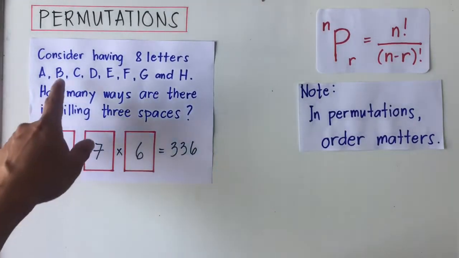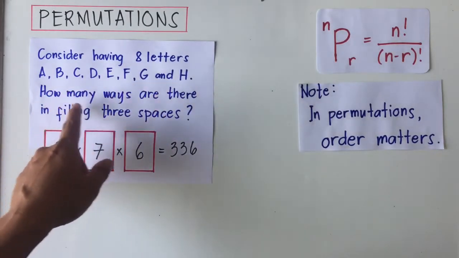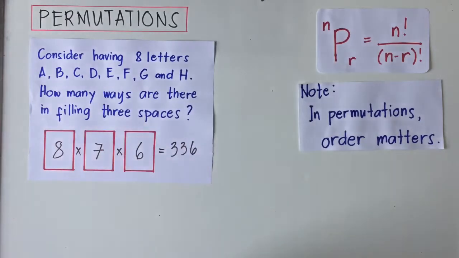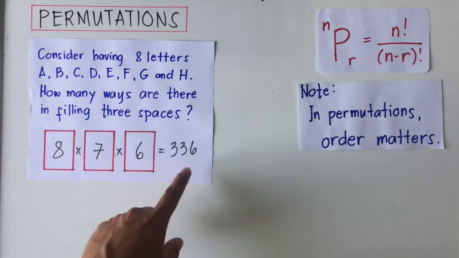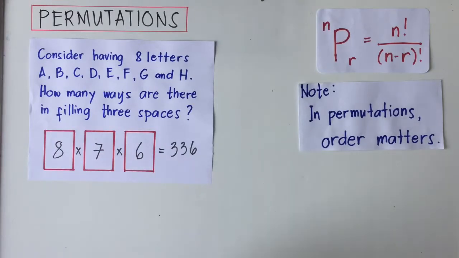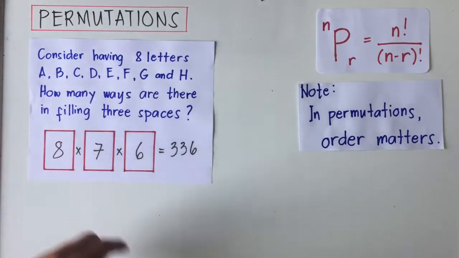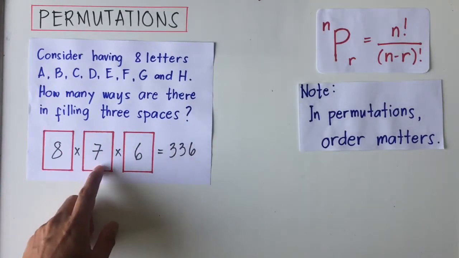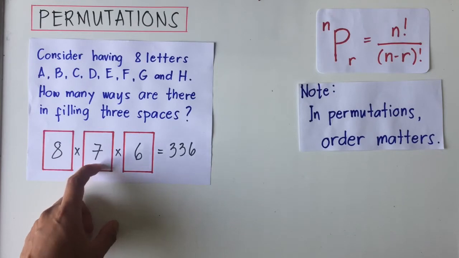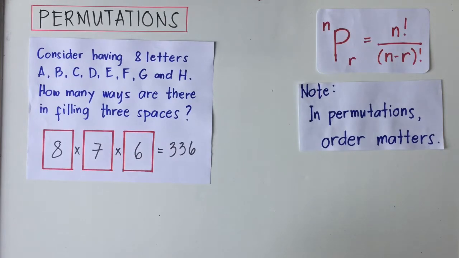Let's study first a simple example. Considering having 8 letters A, B, C, D, E, F, G, H, how many ways are there in filling 3 spaces? If you notice, I put in here 8 times 7 times 6 equals 336 as the answer. Why? Because for the first space, I'll have 8 choices. Having taken 1 choice, you will get 7 choices on the second space, and then 6 choices on the third space, which is equivalent to 336.